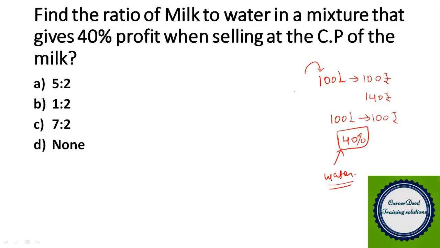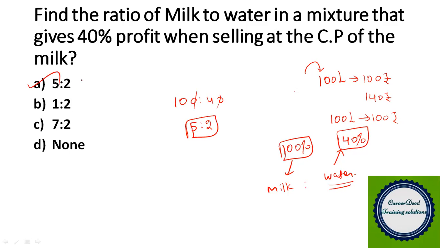Then what is the actual cost price of milk in that mixture? The actual cost price of milk is 100% only, but you are getting a 40% profit. So this 100% is the milk price and water is 40%, right? So what is 100 is to 40? Cancelling the zeros we get 5 is to 2. So the answer for this question is 5 is to 2.